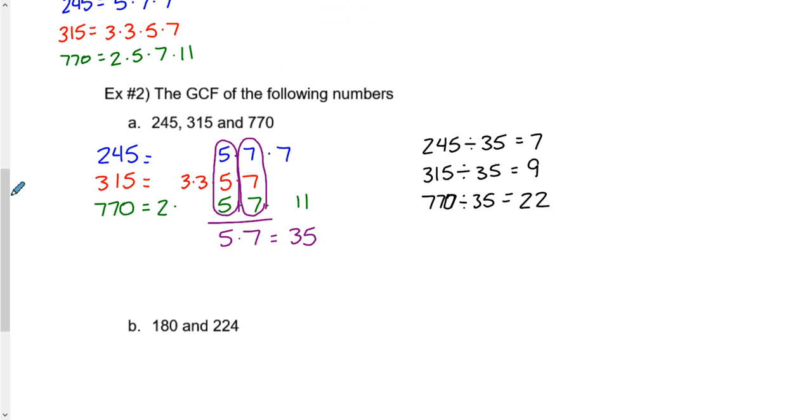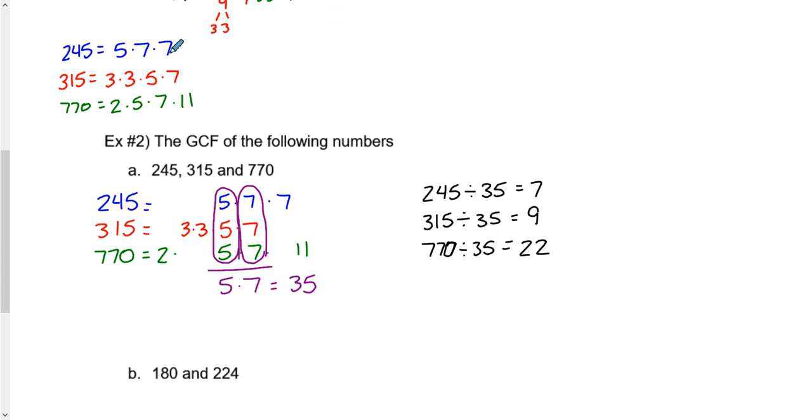Now, note when we were looking at it, we were thinking, okay, maybe the number is just 7. No, it is what's common between all of our numbers. There's a 5 common in all of them, and there's a 7 common in all of them.